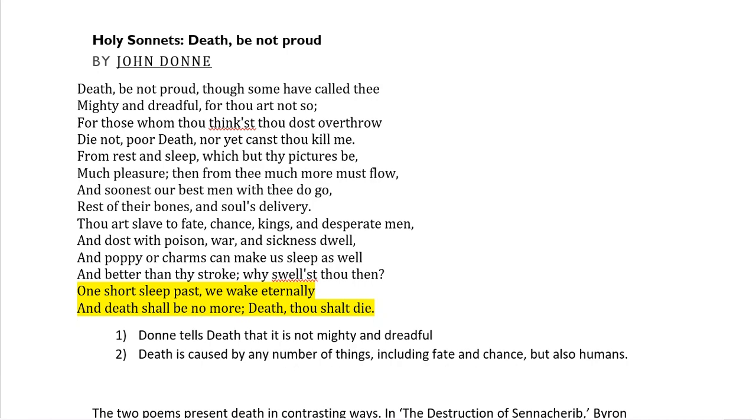But in order to test it, we just need to find a few of those lines. Die not, poor death, nor yet canst thou kill me. So iambic is bu-bum, bu-bum, bu-bum, bu-bum, bu-bum. Now you'll notice it's not always perfect in that iambic pentameter because we've got some of those catalectic lines. Mighty and dreadful, but for thou art not so. But it's roughly that rhythm, just about. So we're going to call that iambic pentameter.